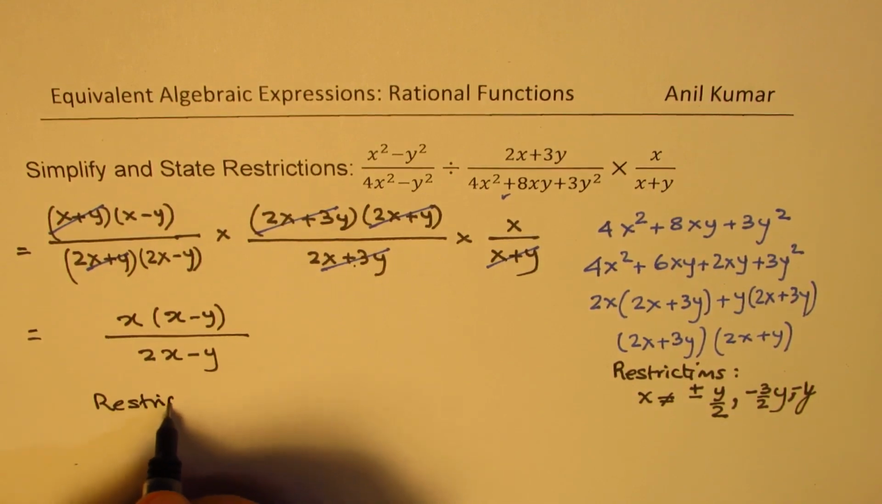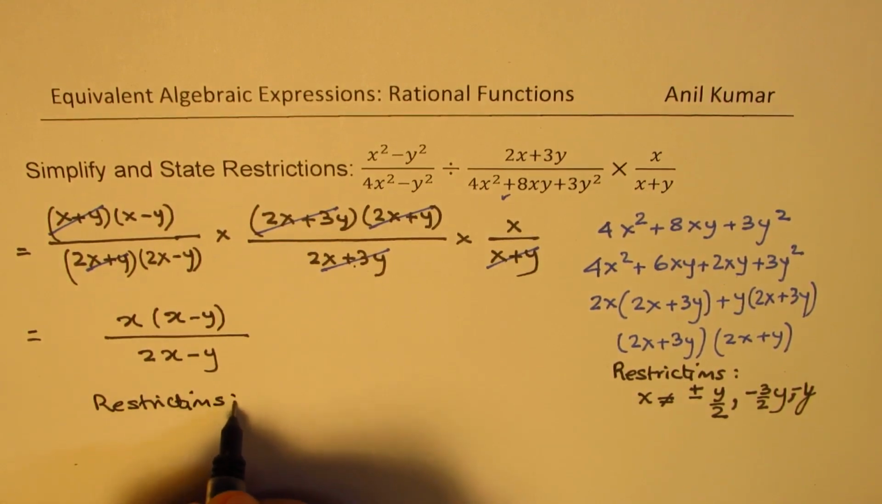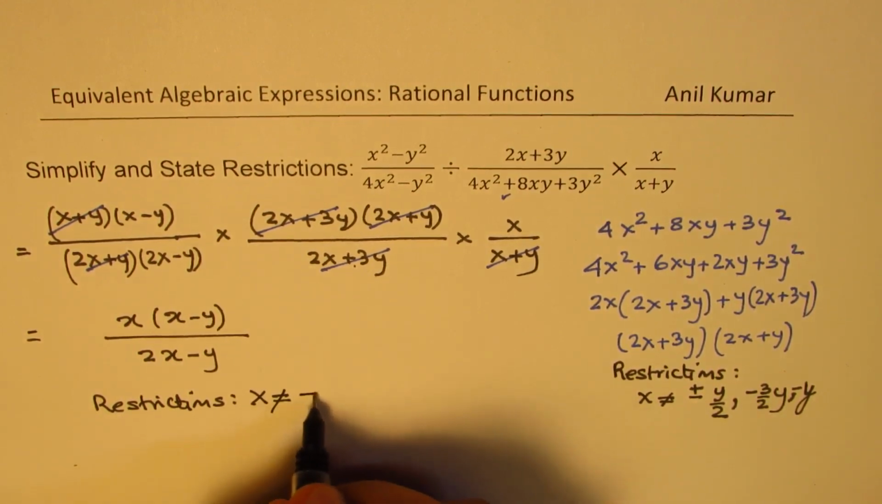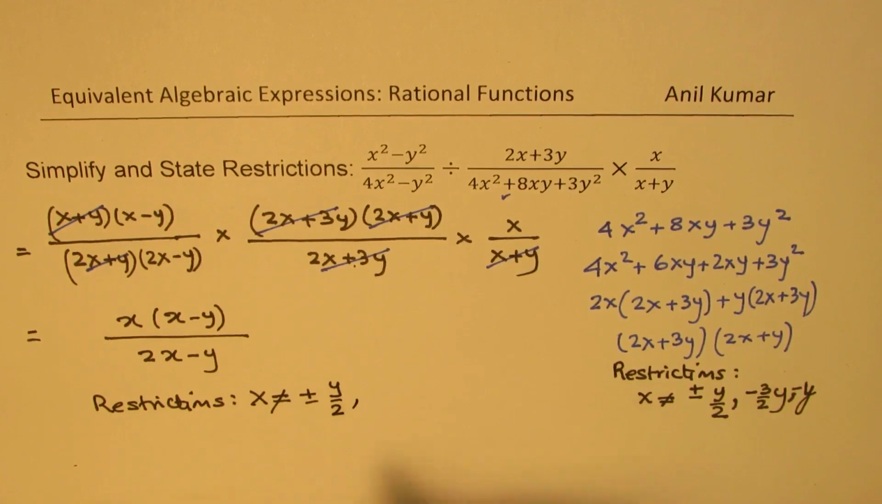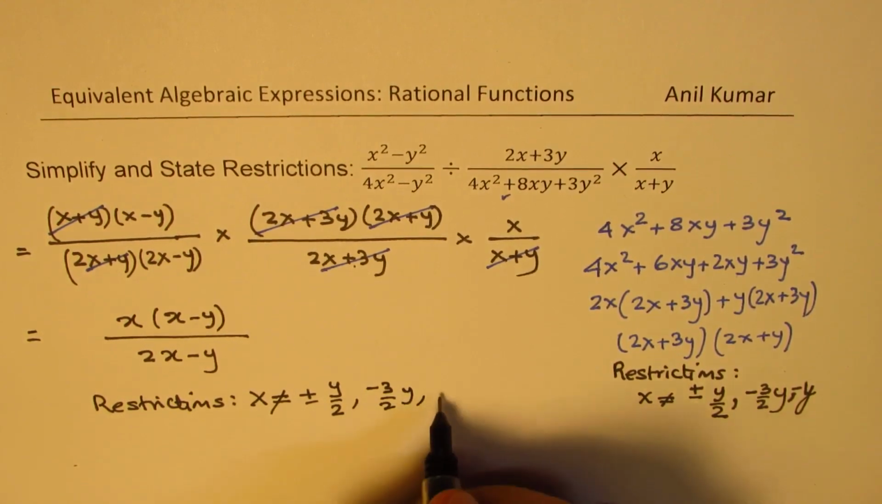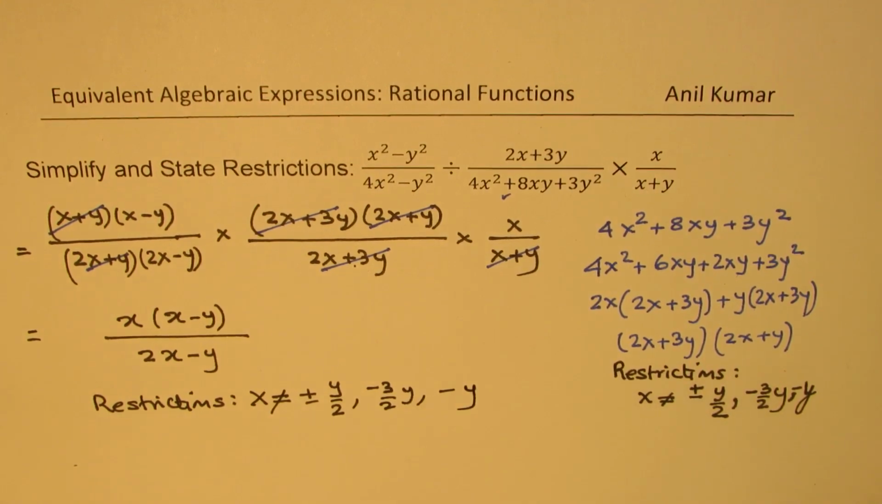Let me rewrite. So we are writing x in terms of y. x is not equal to plus minus y by 2, minus 3y by 2, and minus y. Do you see that? So that is how we should be answering such a question.